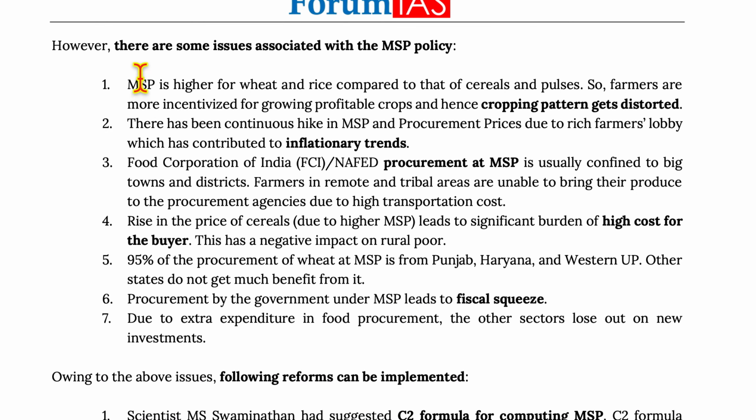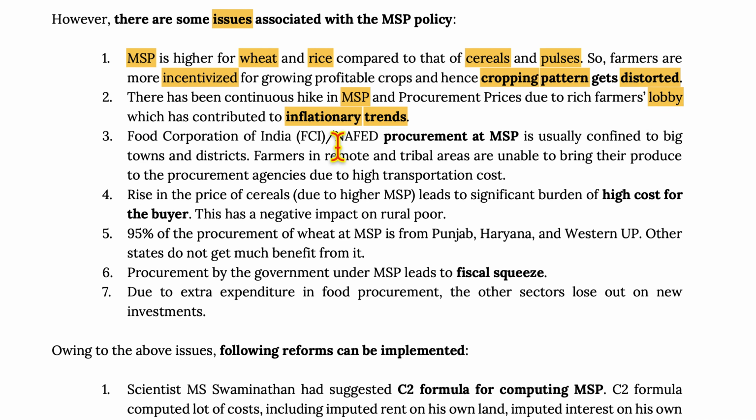However, there are some issues associated with MSP policy. MSP is higher for wheat and rice compared to that for coarse cereals and pulses. So farmers are more incentivized for growing profitable crops and hence cropping pattern gets distorted. There has been continuous hike in MSP and procurement price due to rich farmers lobby, which has contributed to inflationary trends. Now, FCI and NAFED procurement of MSP is usually confined to big towns and districts.